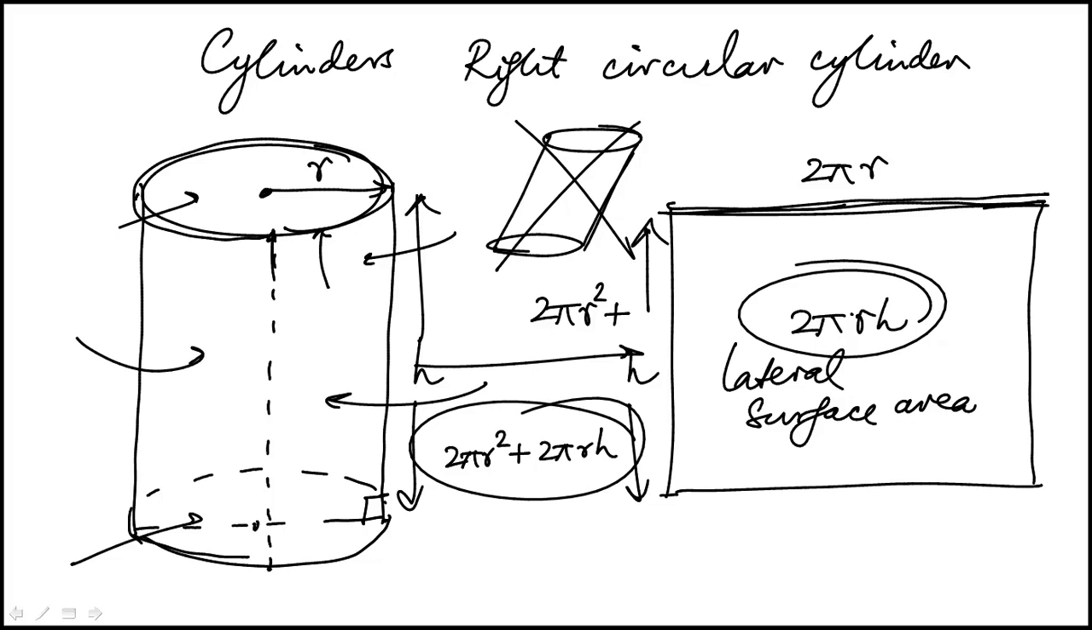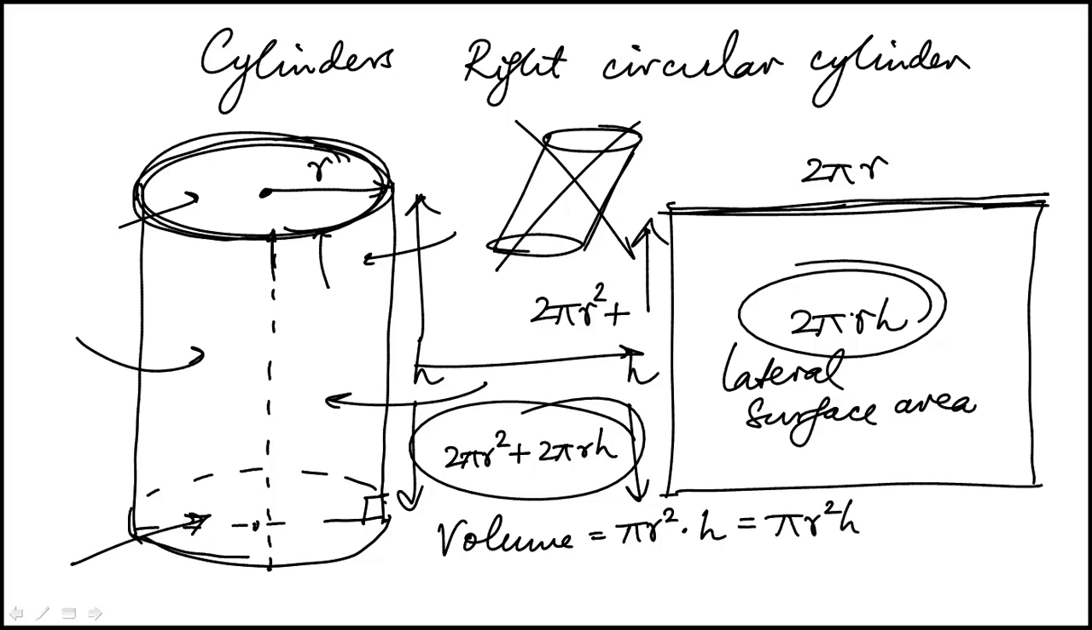On the GRE, they're very careful. They will describe whether they're looking for total surface area or lateral surface area. And then finally, the volume for a right circular cylinder: a good way to remember this is the area of the circle, which is the base, times the height. So it's just pi r squared h. So that summarizes the key ideas about the cylinder.